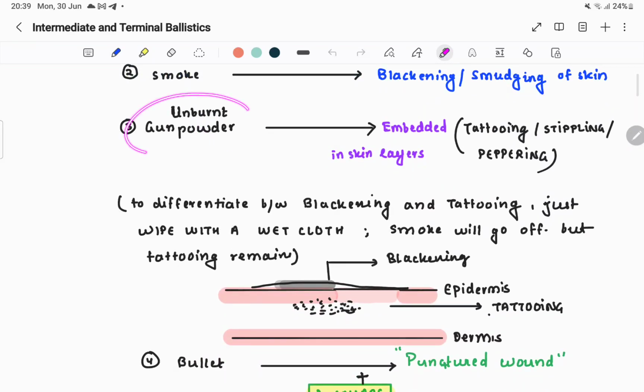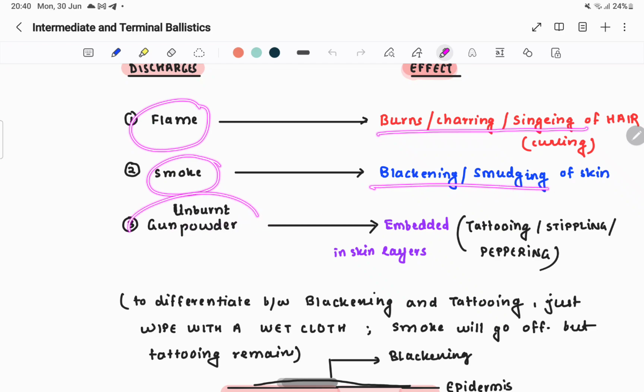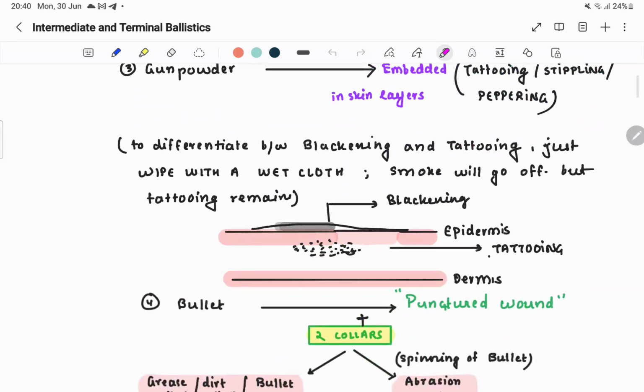Then we have unburnt gunpowder. This will be embedded in layers, deep in the tissue, and will cause tattooing, stippling or peppering. You have to remember this terminology. Flame is causing burns, charring, singeing. Smoke is causing blackening, smudging. Unburnt gunpowder is embedded in tissues causing tattooing, stippling or peppering.